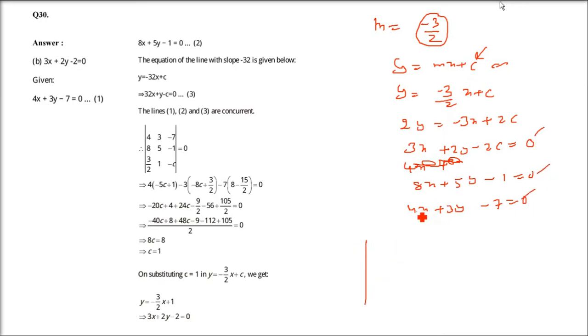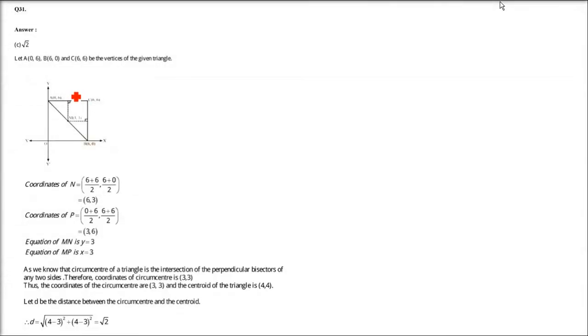4, 3, they are concurrent. So the area has to be 0. So 4, 3 minus 7, 3 minus 7, 8, 5 minus 1, 3, 2 minus 2, minus 2. Minus 2c equals 0, you'll get c as 1. I hope you'll be able to do it. C will come as 1 and this is the equation. Multiply both sides by 2, you'll get 3x plus 2y minus 2 equals 0. So the option number B is the correct answer. Option number B.